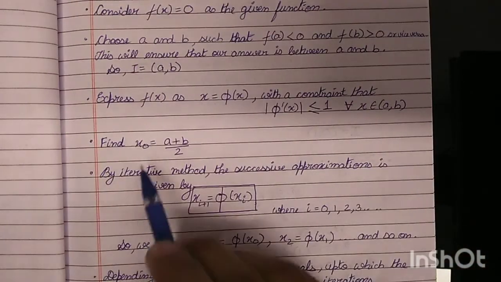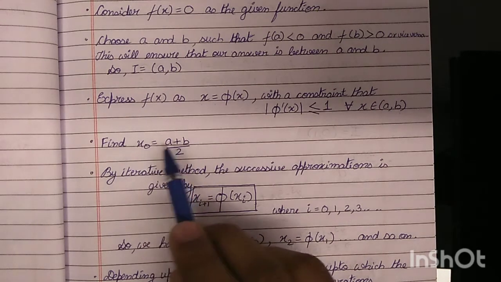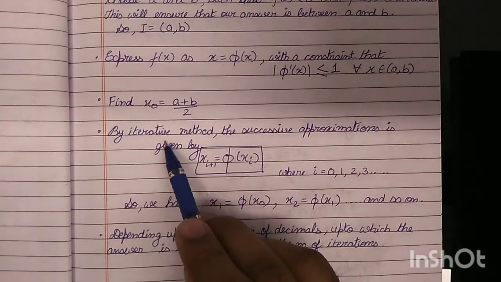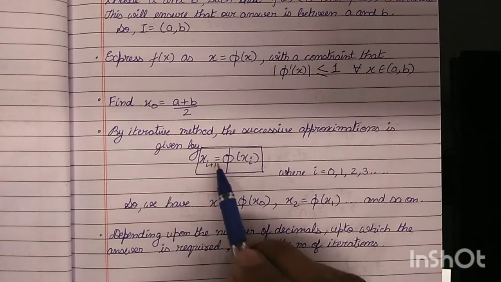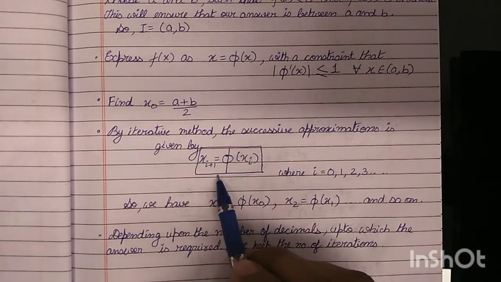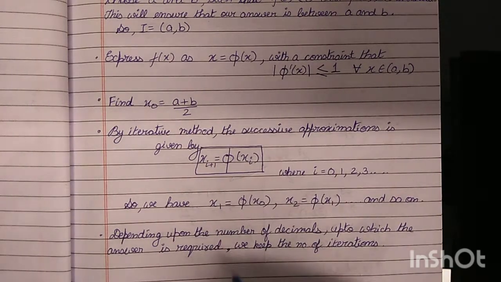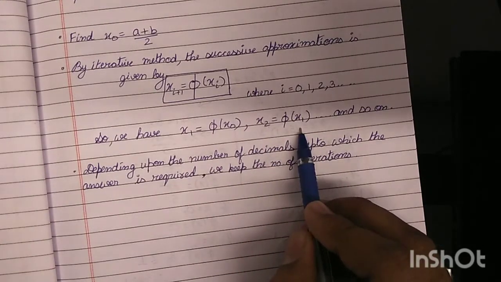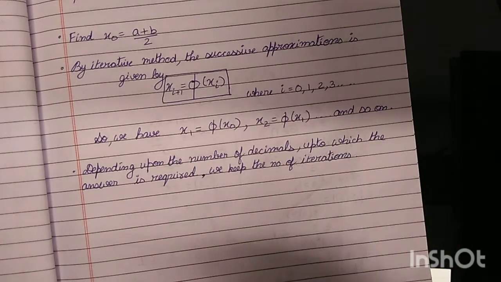The next step is to find x naught, that is just the average of a and b, so x naught is equal to (a plus b) by 2. Then by the iterative method, the successive approximations will be x of i plus 1 is equal to phi of x i. This will ensure that each time we get a value x1, x2, x3, x4, we get closer to the answer. So we have x1 is equal to phi of x naught, x2 is equal to phi of x1. Using the previously computed value, we compute the value of the next approximation.